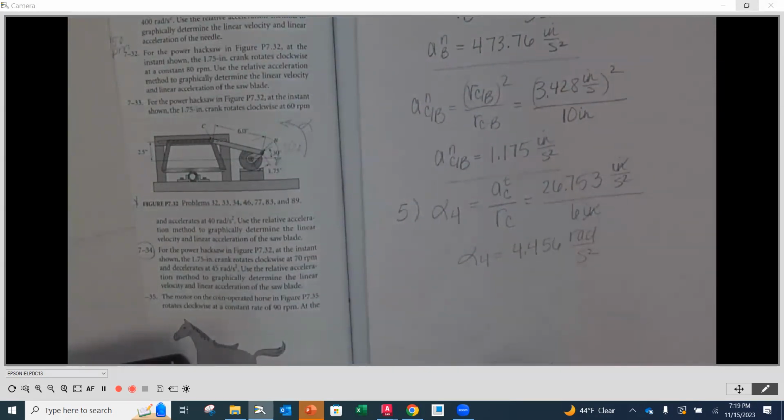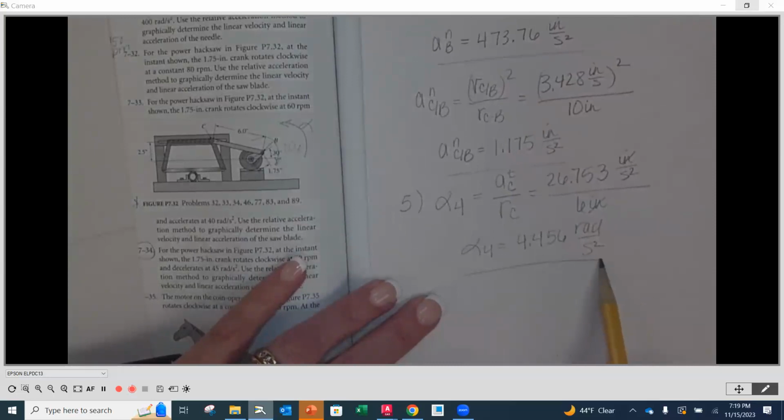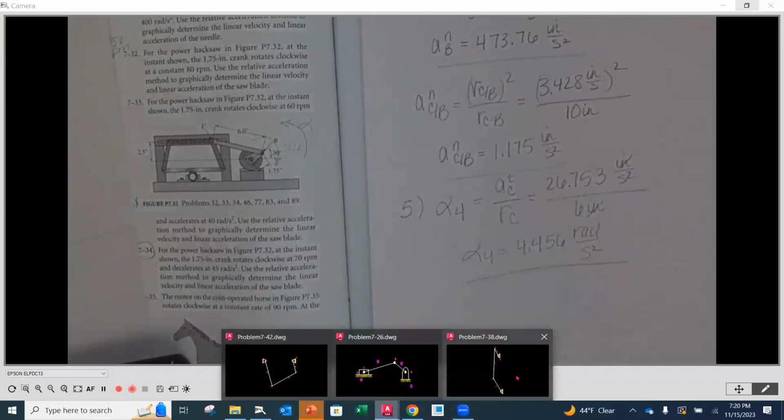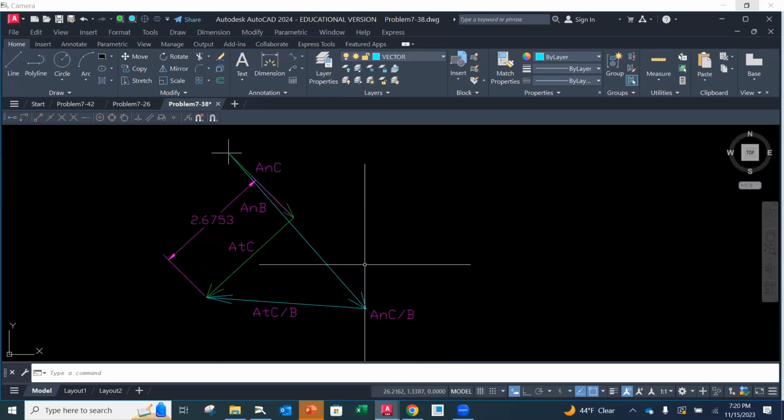So did everybody get this number? We're not quite done with it. We have to do a little bit more, but did everybody get that number? 4.456 radians per second squared. And I'm going to go back over here just to be sure. And then this is our vector equation for the acceleration. Same numbers.